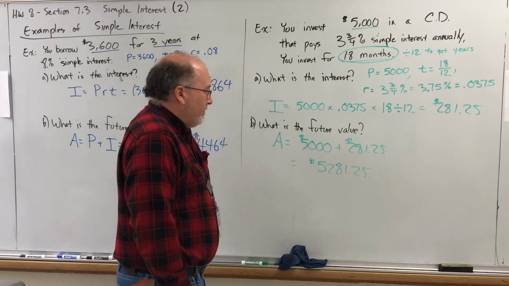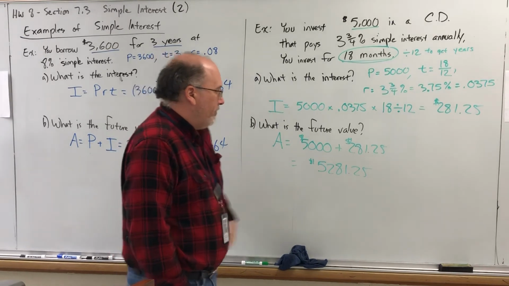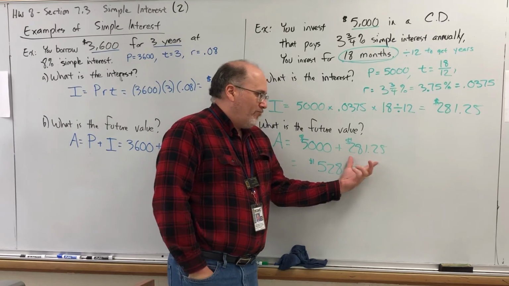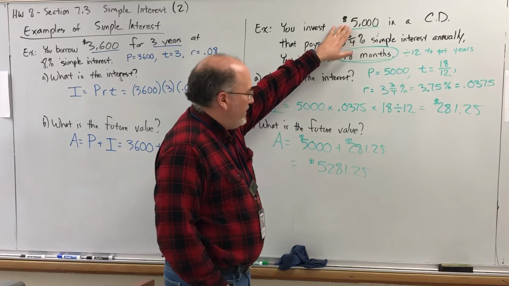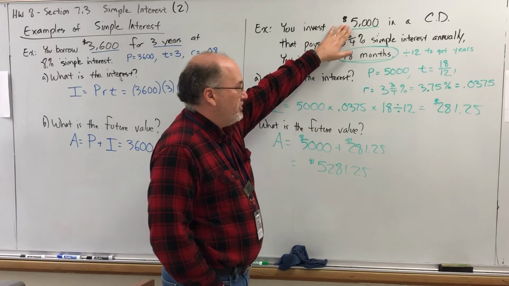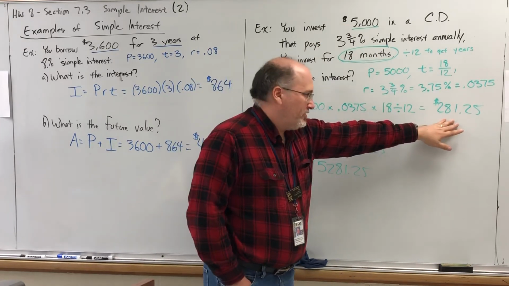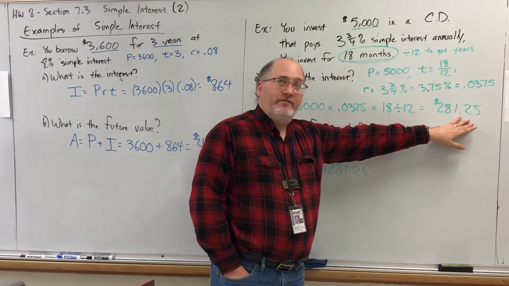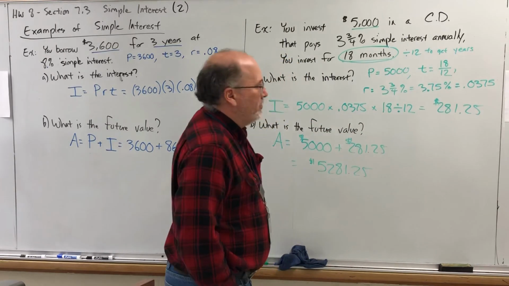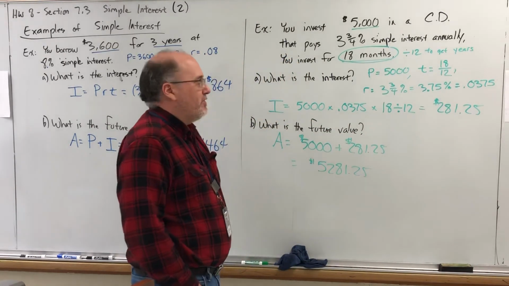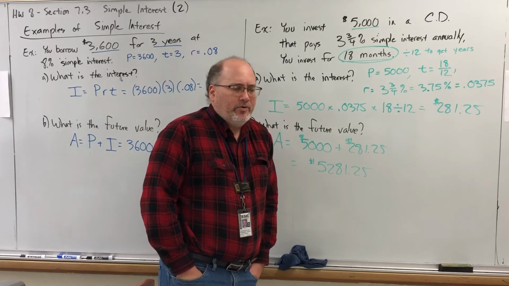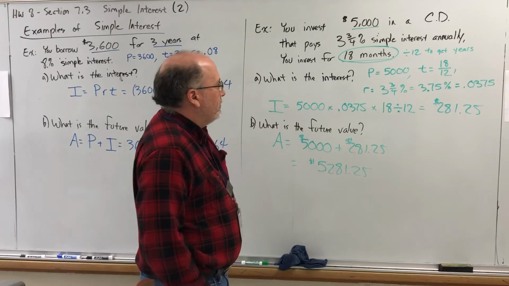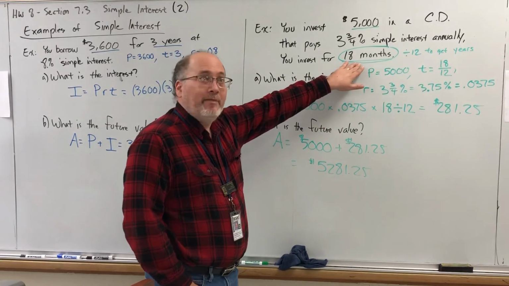So how do you get a lot of interest? More than this? Well, we could increase the principal. If this were $50,000, then this would be $2,812.50. Better, but still for 18 months, it's not much money. We could get a higher interest rate, but we really can't control that. Or we can invest it for a longer amount of time.